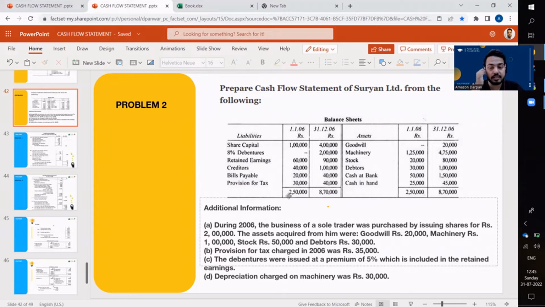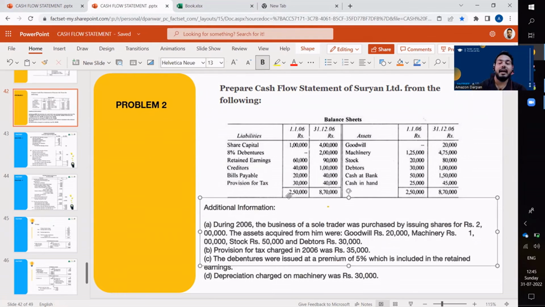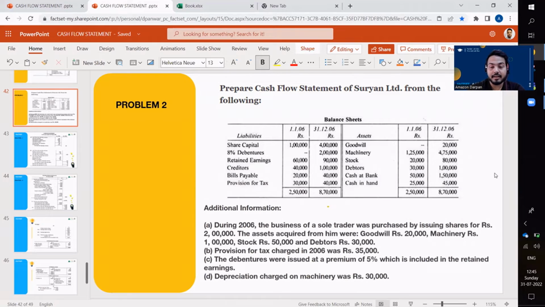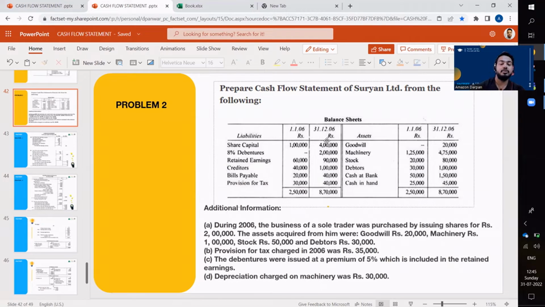Just remember 3 figures in your mind. One is stock of 20,000, which is opening stock, and then closing stock is 80,000, and stock which we got, sorry, I'm really sorry, we are looking at debtors and I'm talking about stock. Okay, so debtors opening balance was 30,000 and closing balance was 1 lakh, and then we looked at the figure of 30,000 of debtors acquired from the sole trader.